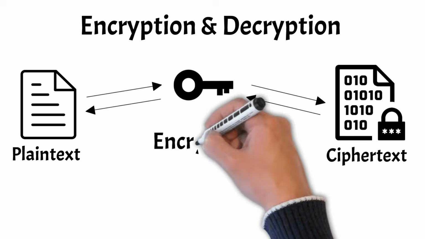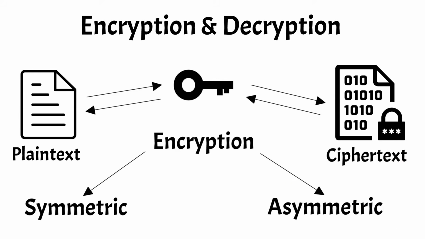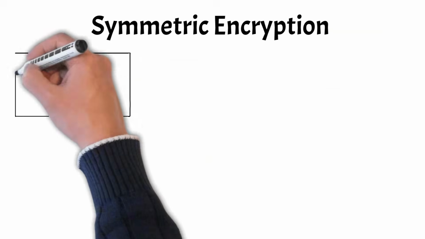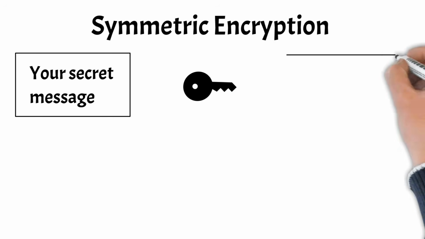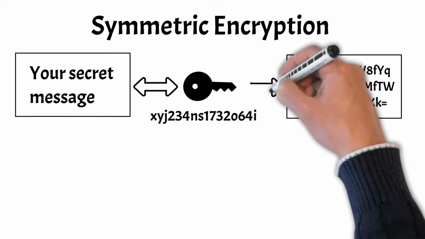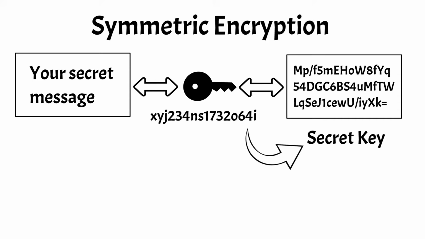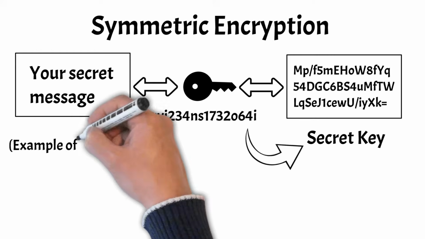That said, encryption can be divided into two main types: symmetric and asymmetric encryption. Both have their pros and cons and should be applied depending on the requirements. Symmetric encryption is a type of encryption where the same key is used for both encrypting and decrypting data. This method is known for its simplicity and efficiency, making it ideal for securing large amounts of data quickly. In symmetric encryption, the key must be kept secret, as anyone with access to it can both encrypt and decrypt the information. Common algorithms used in symmetric encryption include the Advanced Encryption Standard, AES, and the Data Encryption Standard, DES.